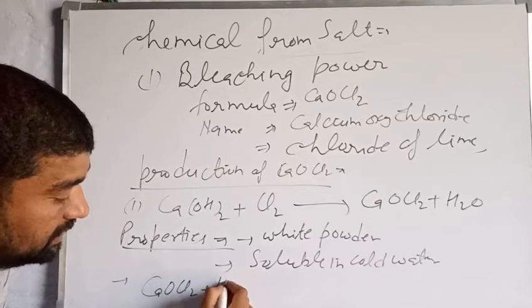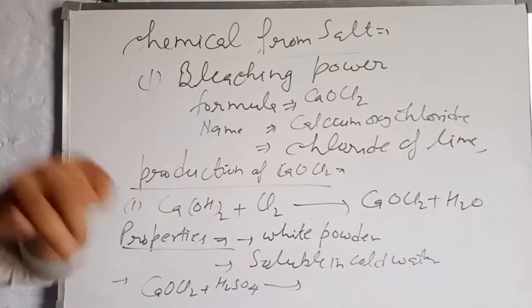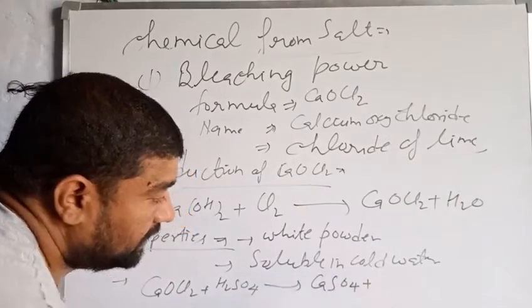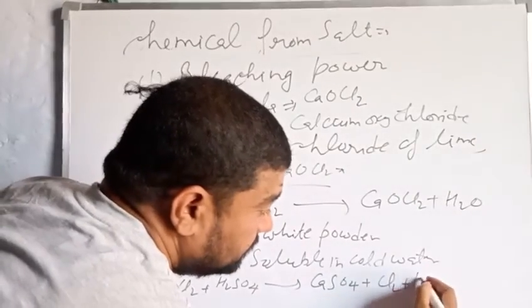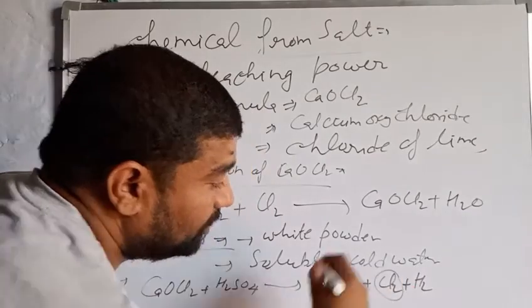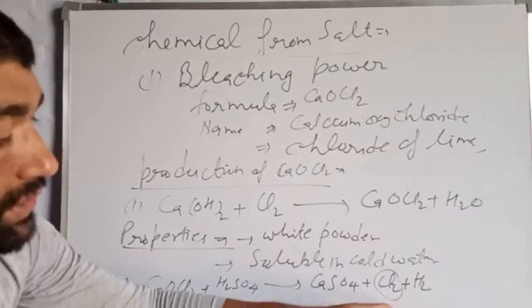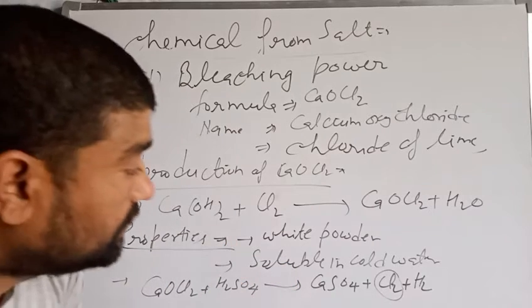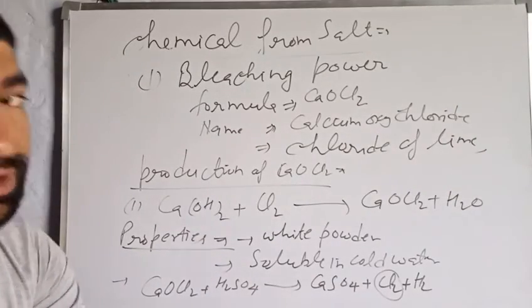CaOCl2 plus H2SO4. So with the sulfuric acid, what will we obtain? We will obtain a salt which is CaSO4, and we obtain Cl2 and water. So this is the real bleaching agent. Why is it used as a bleaching agent? Because of this chlorine. This chlorine acts as the bleaching agent in this product. I'm sure there is no problem so far, but if you have any issue, please let me know in the comment section.